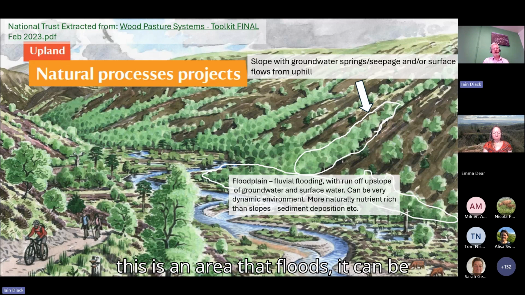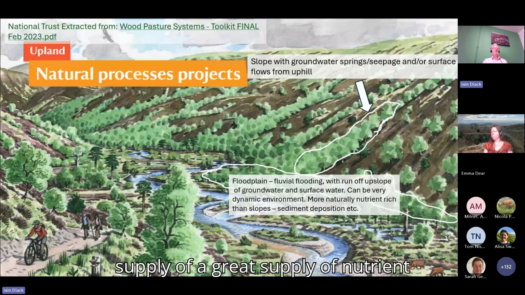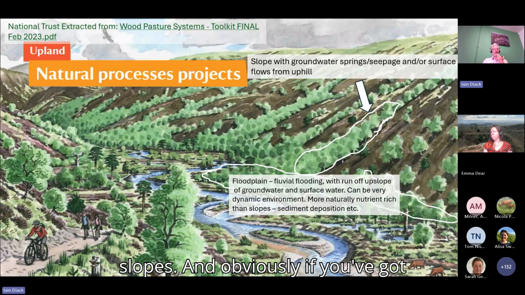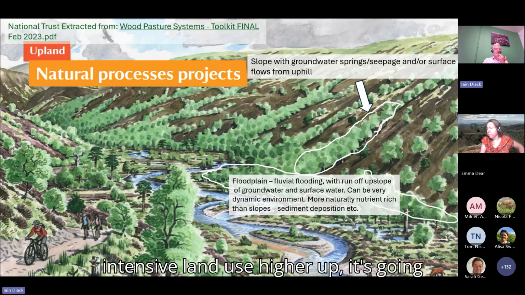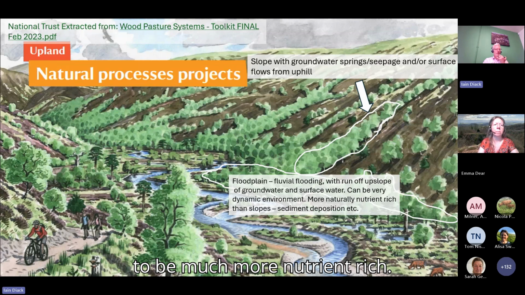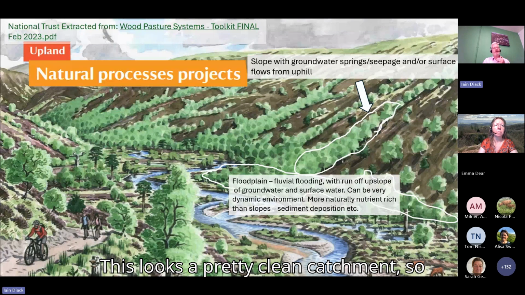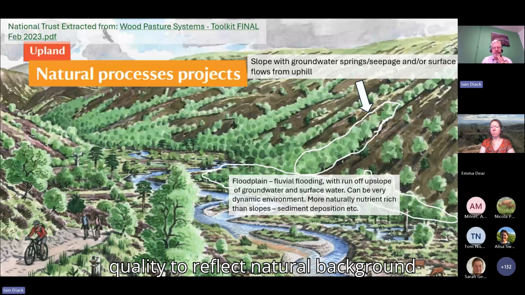And because this is an area that floods, it can be highly dynamic. So the topography may change. You get different blockages and things deposited, gravel being deposited, highly dynamic. And because you've got a great supply of nutrients and sediment from the river, it's probably going to be more nutrient rich than the slopes. And obviously, if you've got intensive land use higher up, it's going to be much more nutrient rich. This looks like a pretty clean catchment, so you'd expect the water quality to reflect natural background values here.